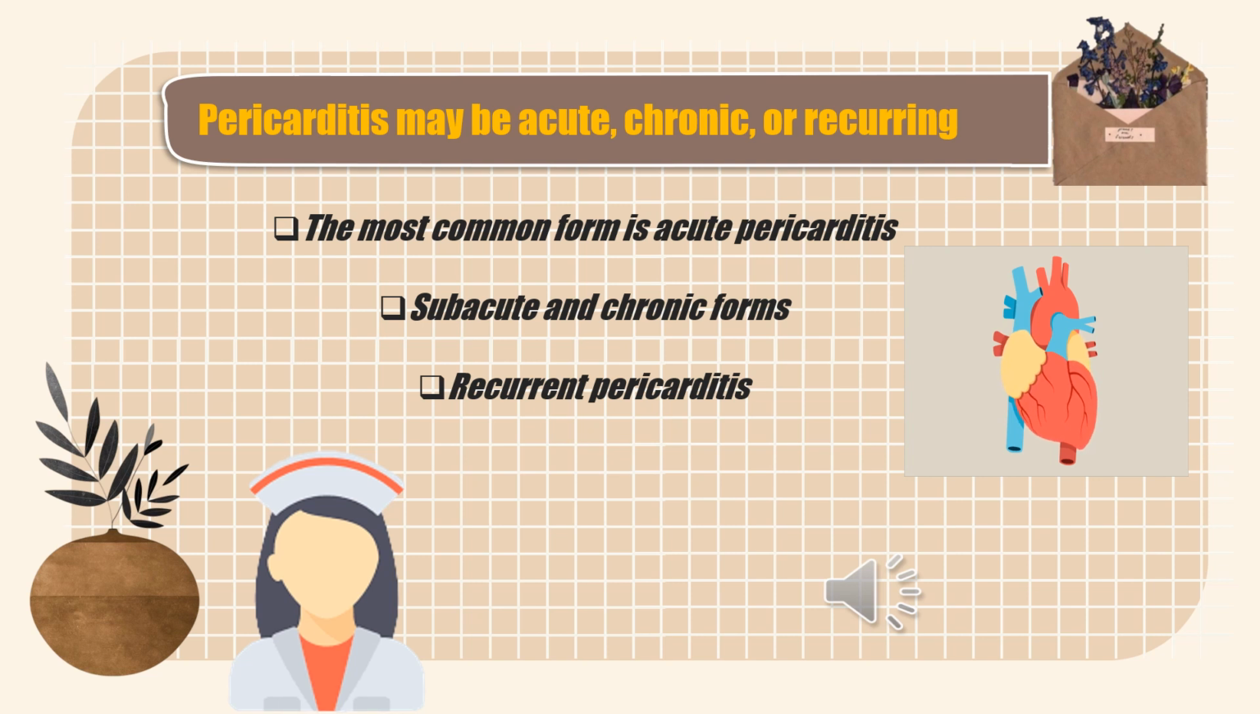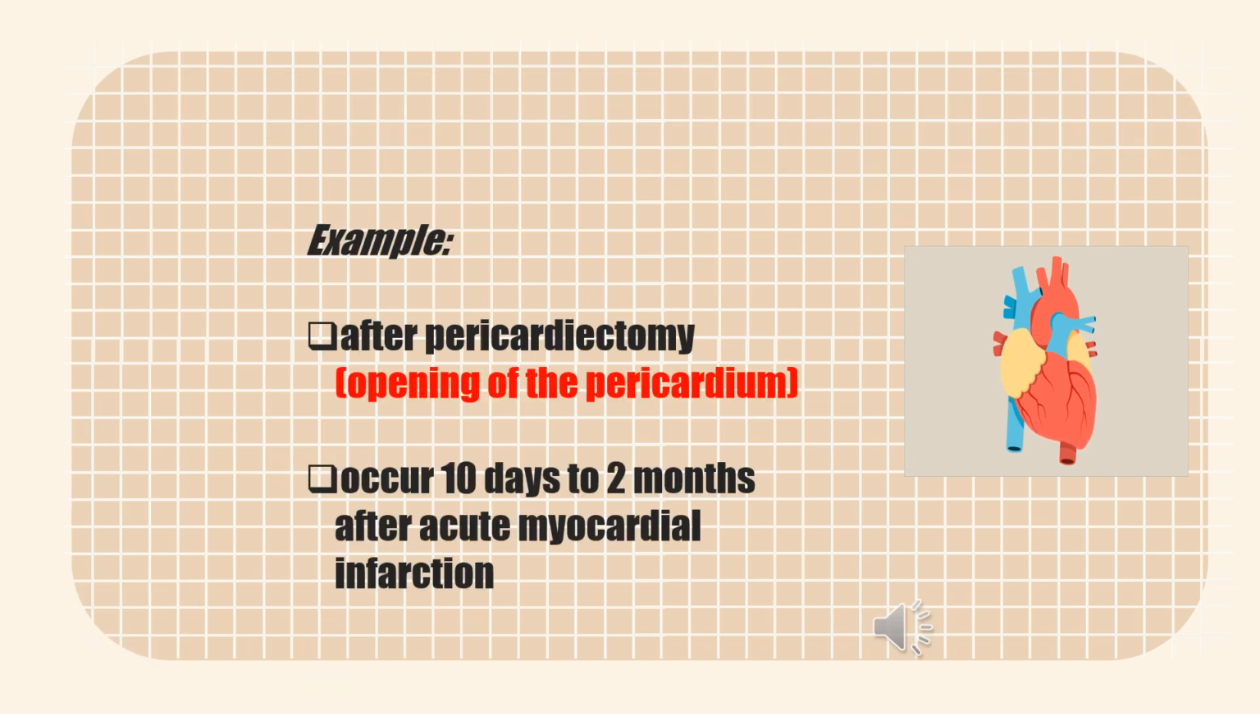Pericarditis may be acute, chronic, or recurring. The most common form is acute pericarditis, meaning symptoms develop suddenly but do not last long. Subacute and chronic forms develop more slowly and last longer. Recurrent pericarditis is when there are symptom-free intervals in between episodes.